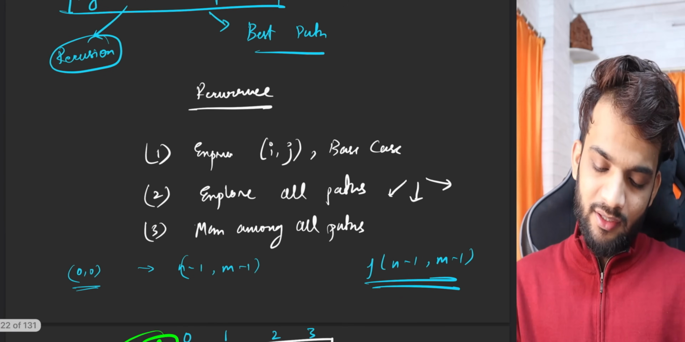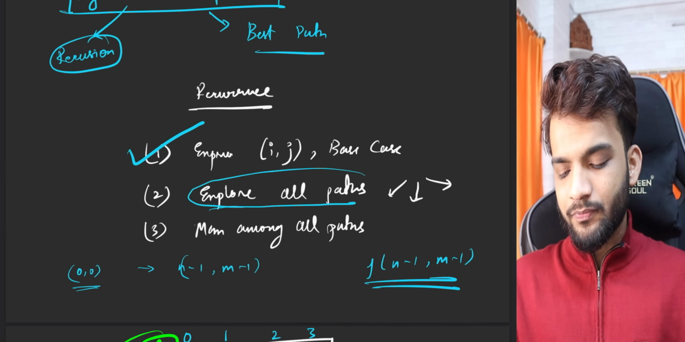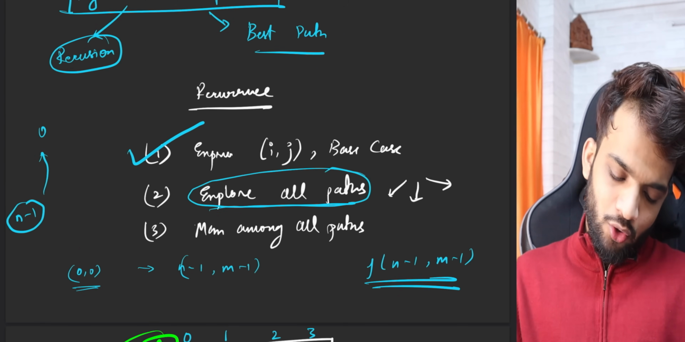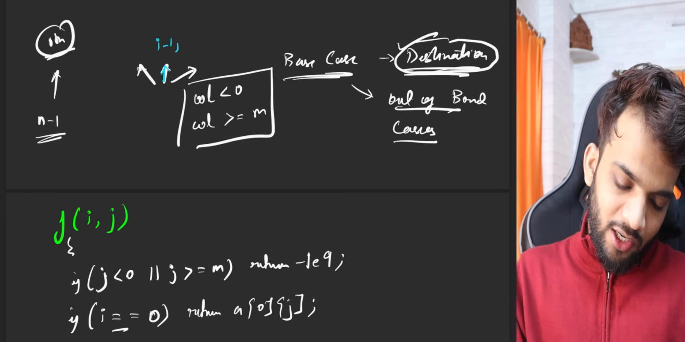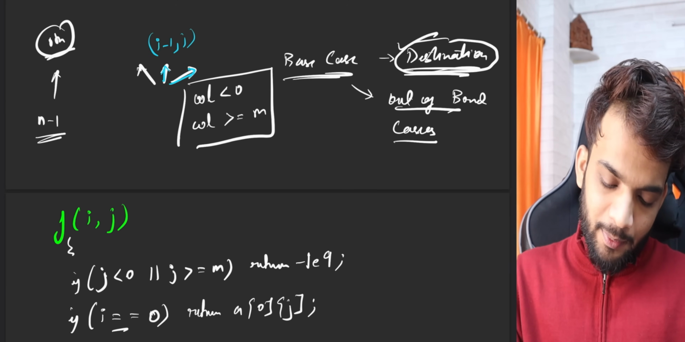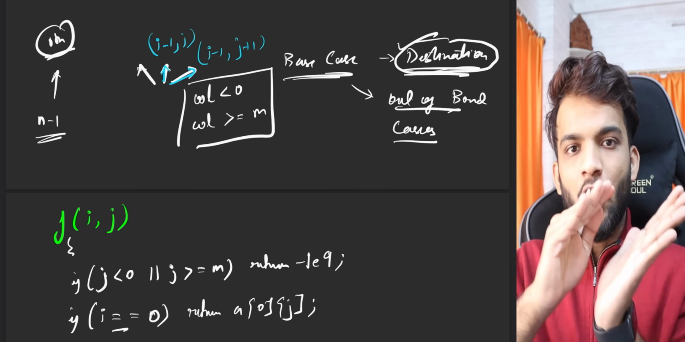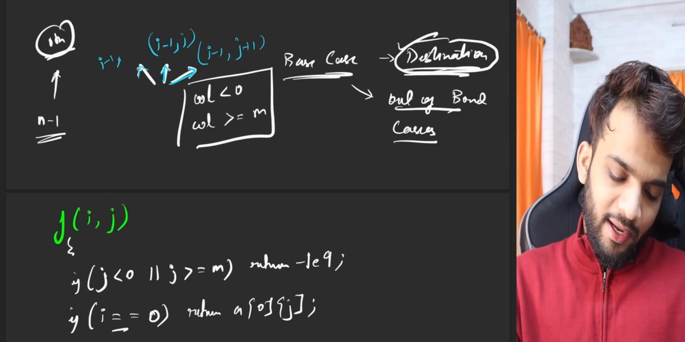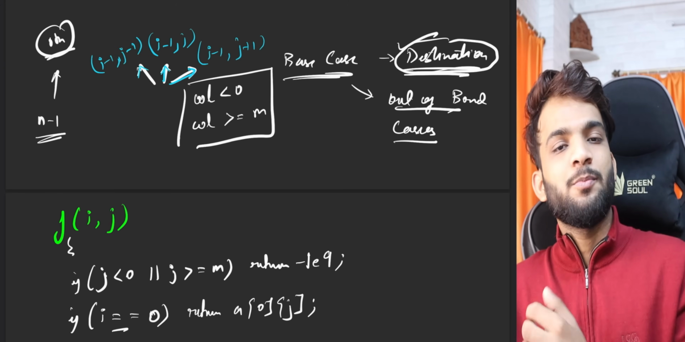So have we completed the first step? Yes, the first step is completed. It says explore all the paths. Now how am I moving? I am moving from n minus 1 till the 0. So if I have written this down, this movement means there will be a reduction in row, because if you're moving up, the row will reduce by 1. Can I say this will be i minus 1 and j plus 1? Because if you're moving up, the row will reduce, but the column will increase by 1. If I am moving left, the row will reduce by 1 and the column will also reduce by 1. So these are all the paths that I have to explore, obviously.